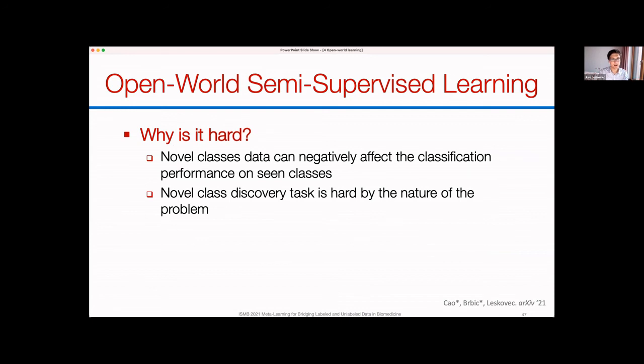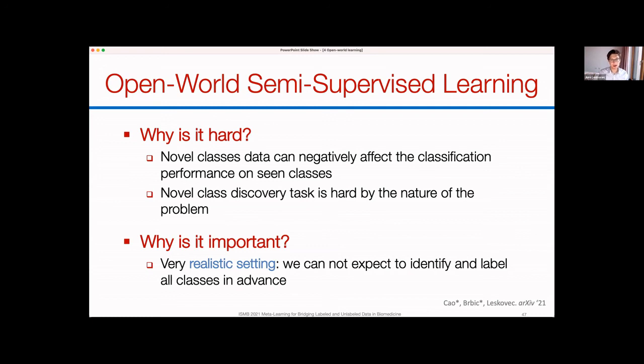And why would you want to solve this task? Because it's a very realistic setting, again, especially in biology and natural sciences, where we cannot expect to identify and label all cell types. We cannot expect to label all species and say this is the set of species, there's nothing else in the world. There may always be something new that we haven't seen before, and the machine learning method should be able to recognize that. So that's the key here.